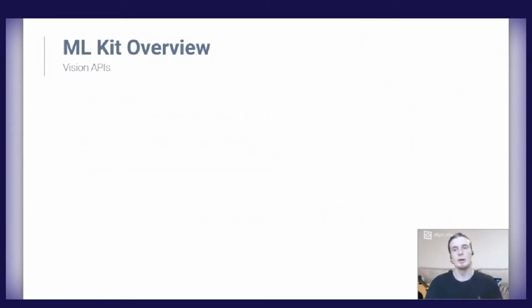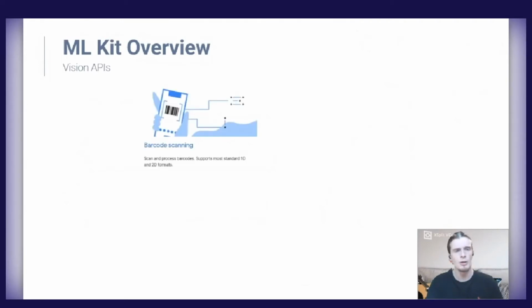So the first set we'll talk about, and this is where there's a few more APIs, is the Vision APIs collection. So the first API that they have available is for barcode scanning. So I know there's lots of different SDKs that do this, but obviously Google offer their own one. It just simply allows you to scan and process barcodes, and it supports most standard 1 and 2D barcode formats.